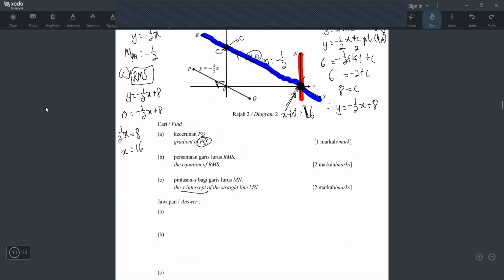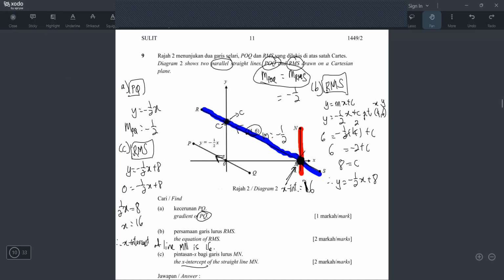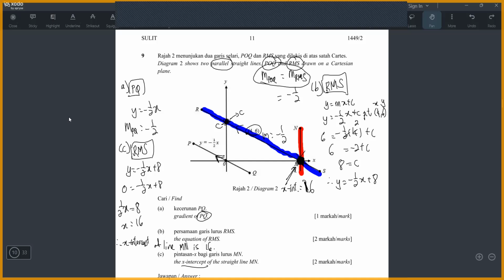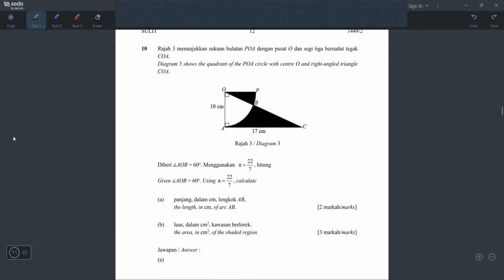So what I write here, I just tulis x-intercept of line MN is 16. So the answer is 16. That's all. All right. Okay, so let me check quickly with the answer because I don't want to write the wrong value here. Negative 1. Betul. Nice. Okay, I want to continue with number 10.